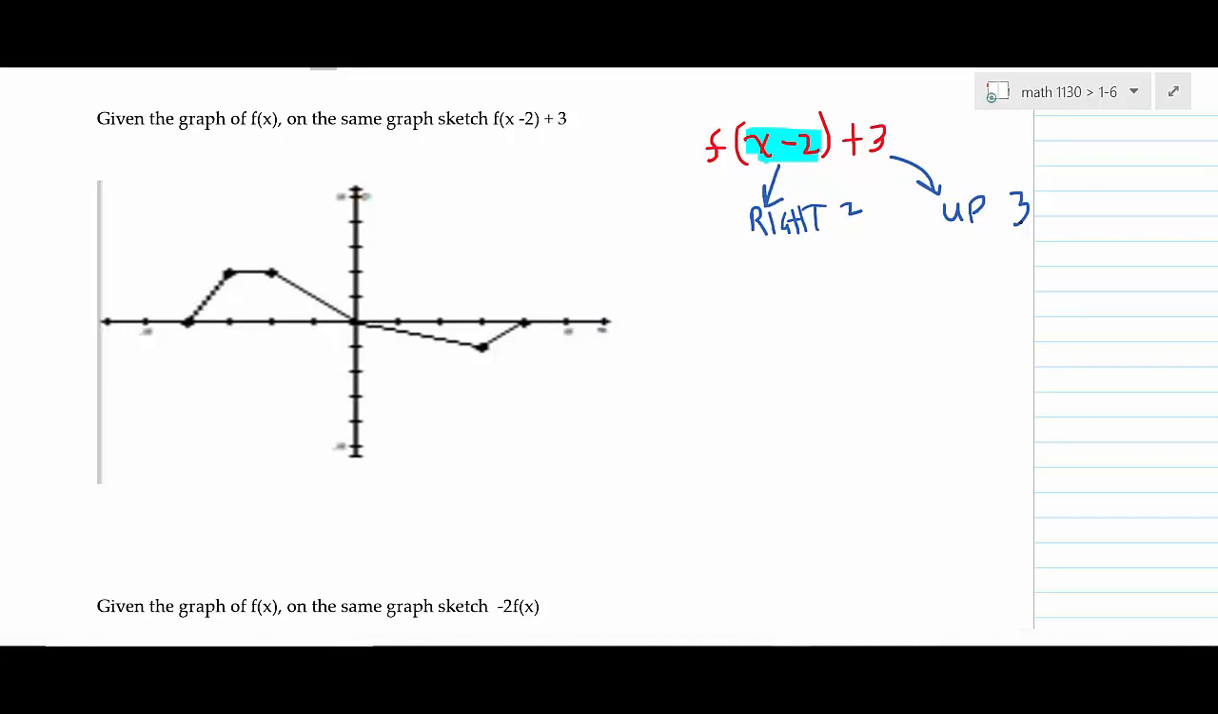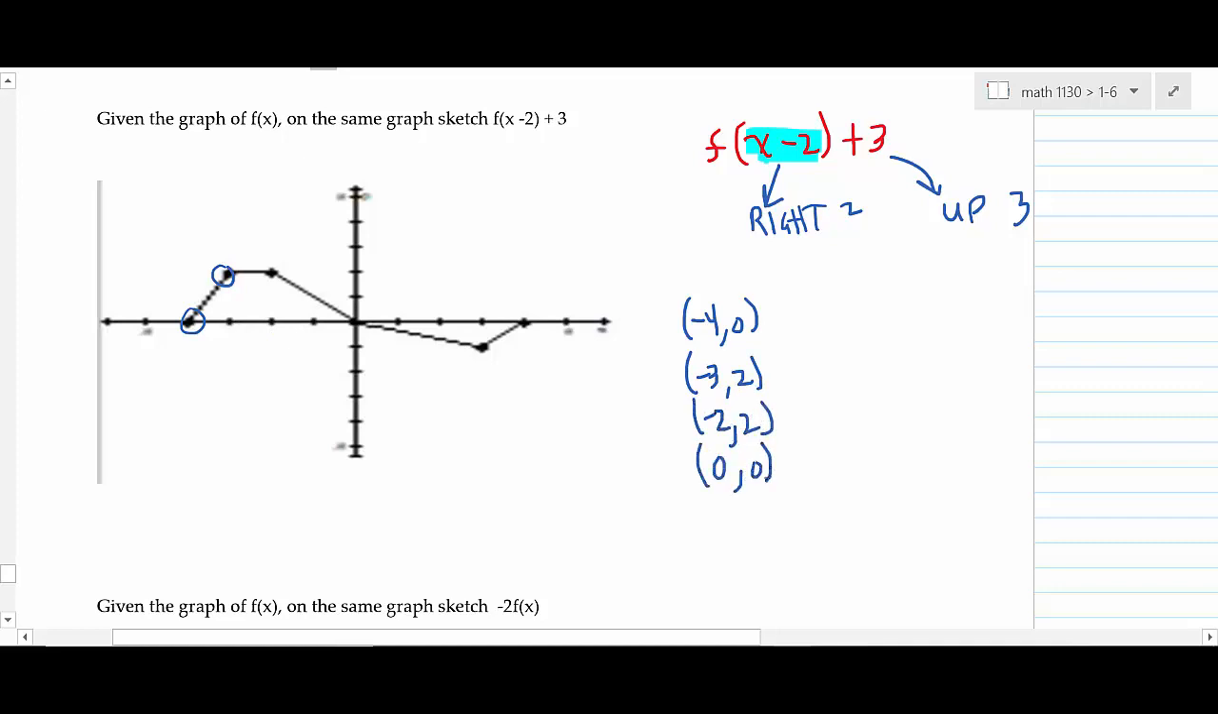So what we're going to do is, and you don't have to do this table if you don't want to. You can do it all in your head. But I'm just going to take each of these points and write them down. So that's a point -4, 0. You have a point, what is that, -3, 2. Then you have a point -2, 2. Then you have 0, 0. And then it looks like we have, what, 3, -1. And then finally we have 4, 0 like that.